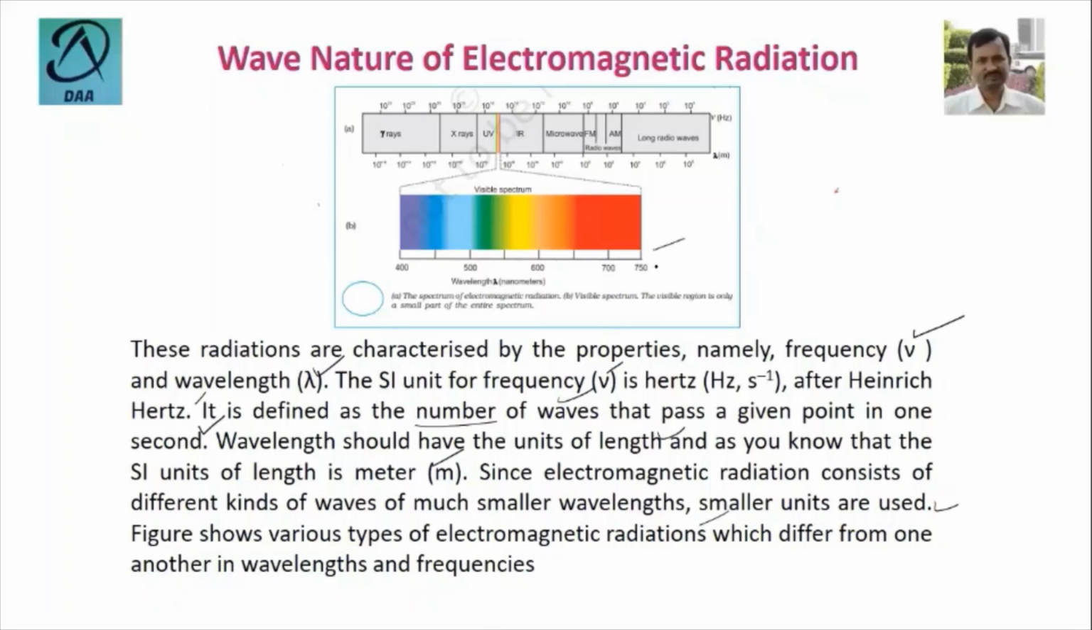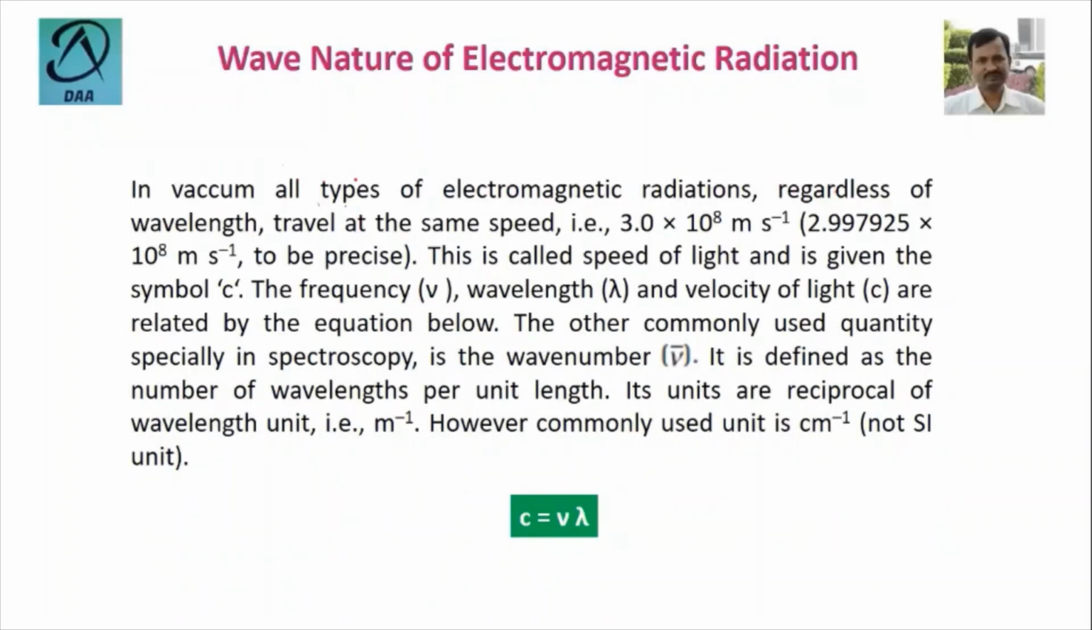You can see that this is the wavelength. It is in respect of nanometer, so it is a smaller unit of the meter. Now in vacuum, all types of electromagnetic radiation, regardless of the wavelength, travel at the same speed. We know the speed of light.